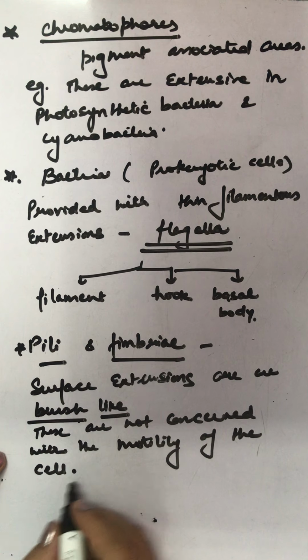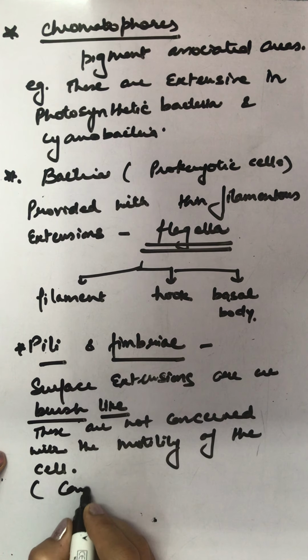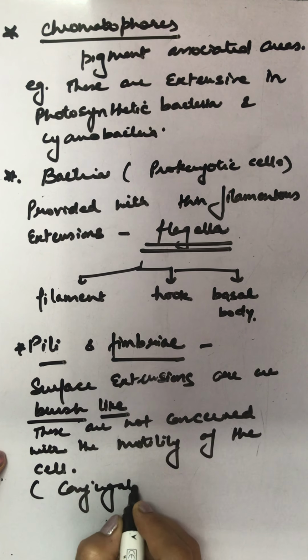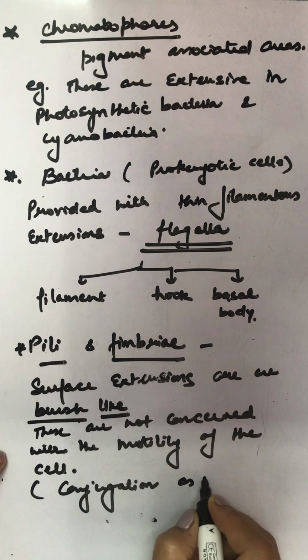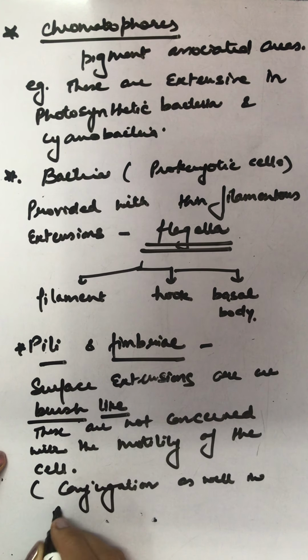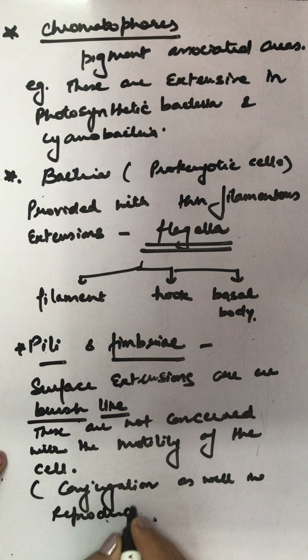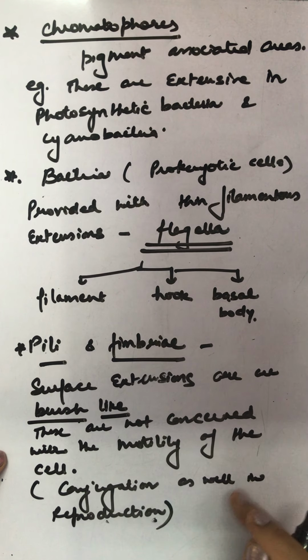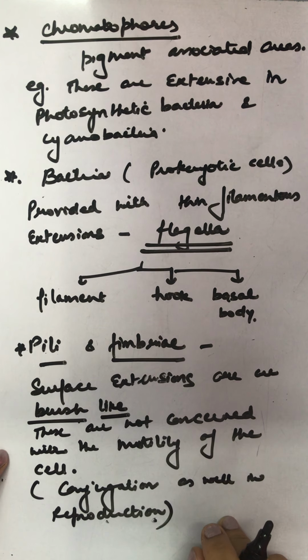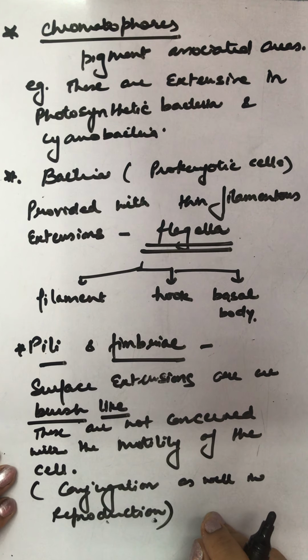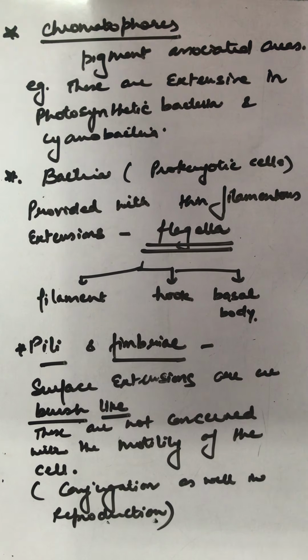Rather, these are responsible for conjugation as well as reproduction, where two bacteria of opposite strain come closer and show conjugation of the body. Over there, these pili and fimbriae are responsible. Clear?